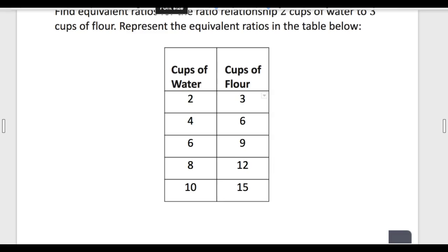Okay, what is the value of each ratio in this table? Remember that value means what is the ratio written as a fraction? Well, this one is 2 to 3, and so we write that as 2/3. This one is 4 to 6, but can that be simplified? It can. If we divide the numerator and the denominator by 2, that would then be 2/3 as well.